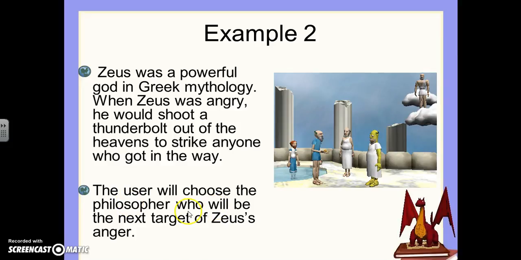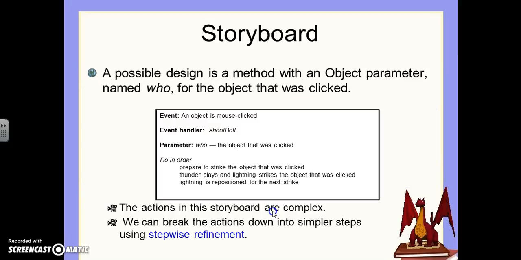Now the user will choose which philosopher will be the next target of Zeus's anger. That's kind of the story behind this world. So a possible storyboard or design would be to design a method with an object parameter that we could call who, for the object that was clicked. So the event is an object in the world is clicked with the mouse. The event handler is going to be shoot bolt. The parameter is going to be who, which is the object that is clicked on.